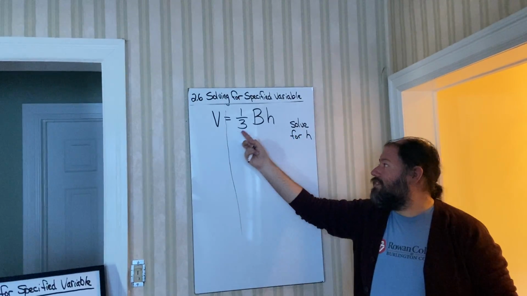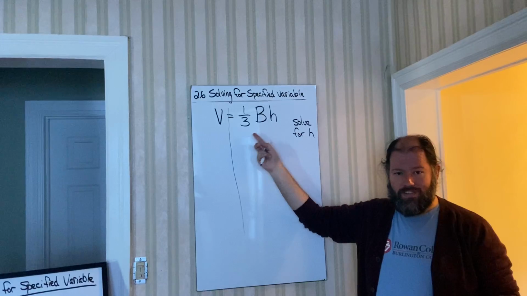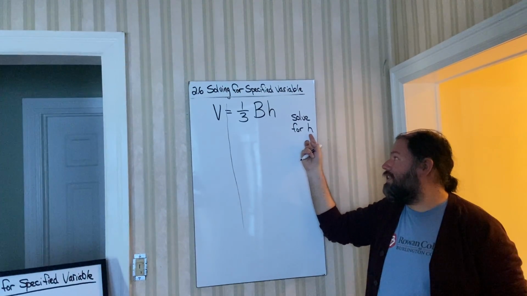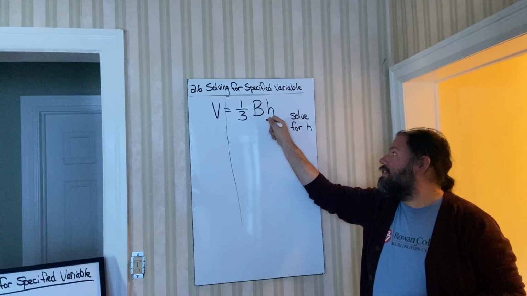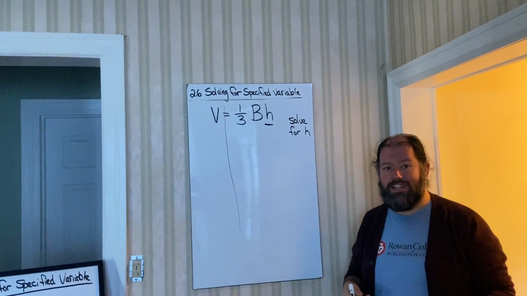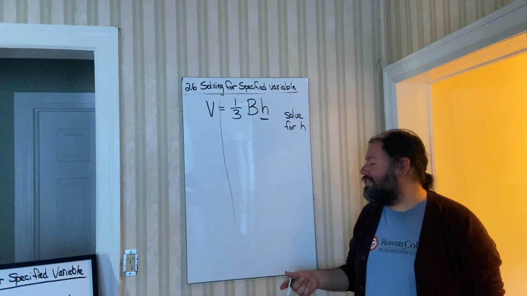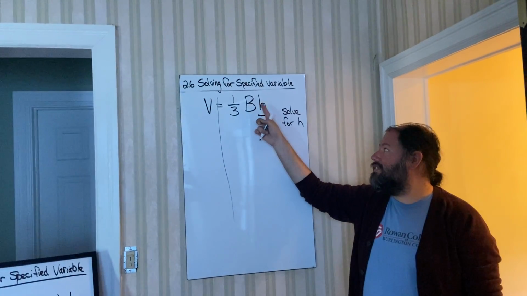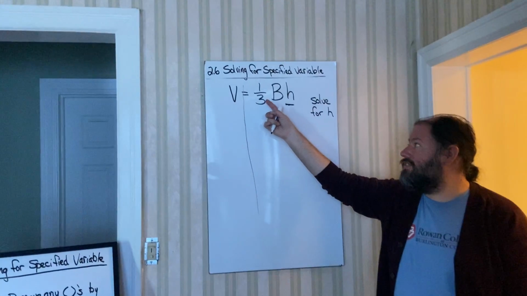Remember, the first thing you want to do is see if you have any parentheses. We don't have any parentheses. The next thing you want to do is underline the letter that it asks you to solve for. It's the letter H, so notice we underline that letter H. Next step, see if there's anything added or subtracted. Notice that there are no addition or subtraction symbols.